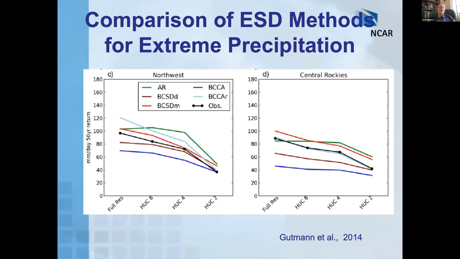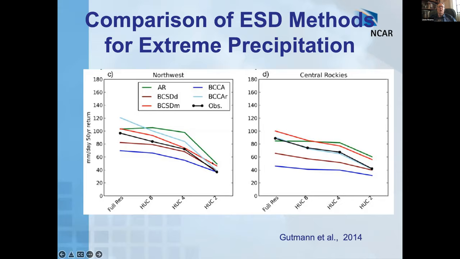All right, now I'm going to switch gears and say something about statistical modeling. And here's a great study from my colleague, Ethan Gutmann, and his colleagues. This shows a bunch of different types of statistical downscaling compared to observations across different spatial scales. These are HUCs, which are hydrologic units. HUC-2 is the coarsest spatial resolution for a fairly large area, looking at the Northwest and the Central Rockies. And this is for extreme precipitation, the 50-year return period.